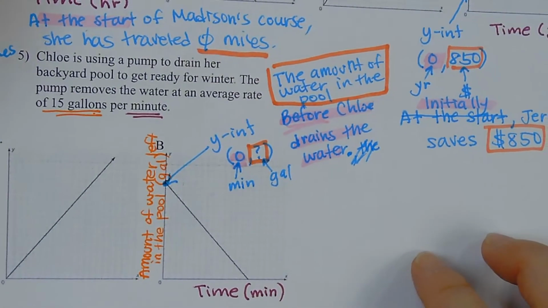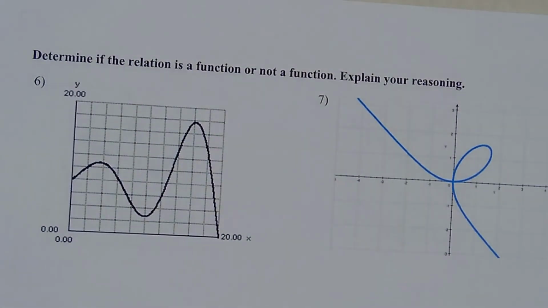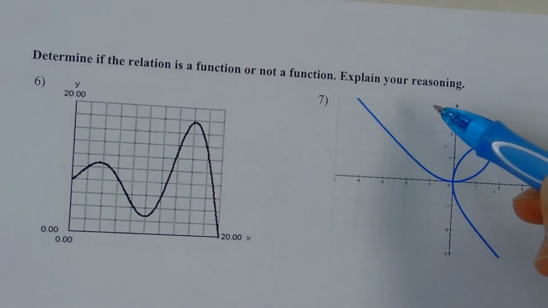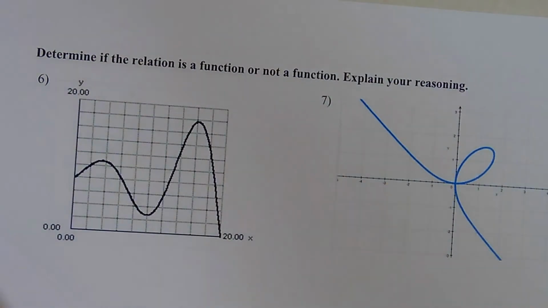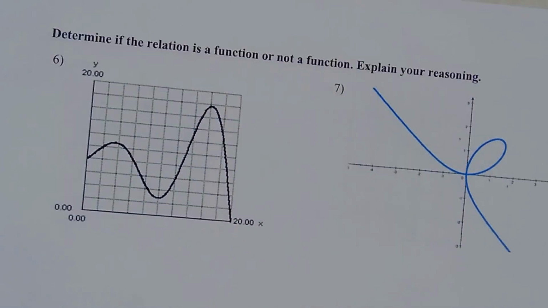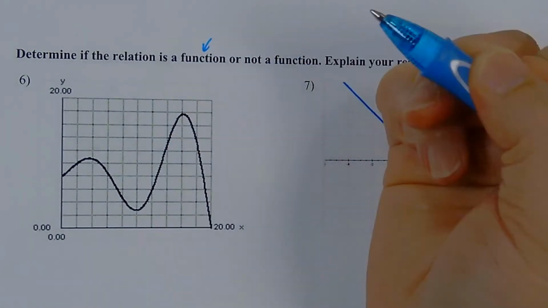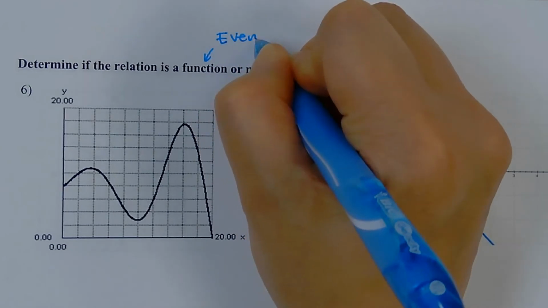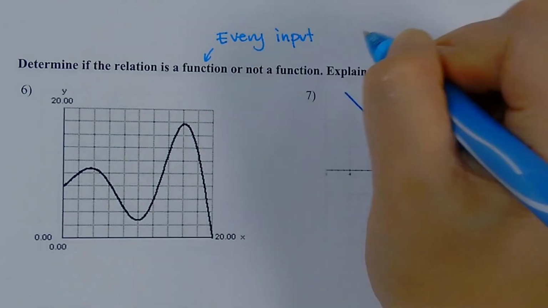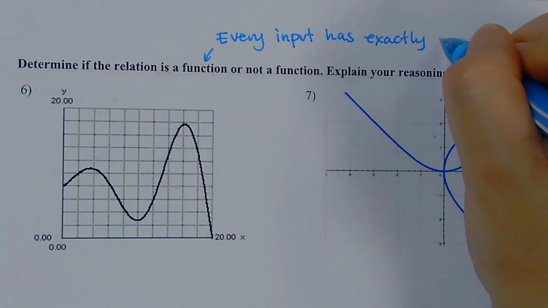All right, number 6. It says determine if the relation is a function or not a function. Explain your reasoning. All right, so we have this curvy looking graph right here. And if you guys remember, whenever you have a graph, it's a very simple thing to do because in general, for it to be a function, the definition of a function is that every input has exactly or only one output.